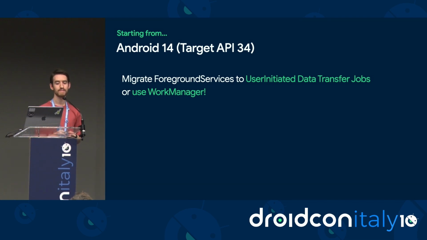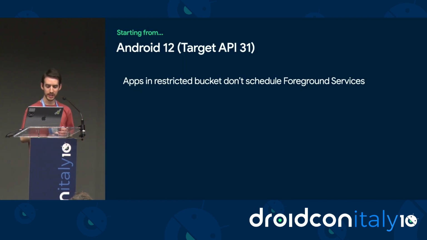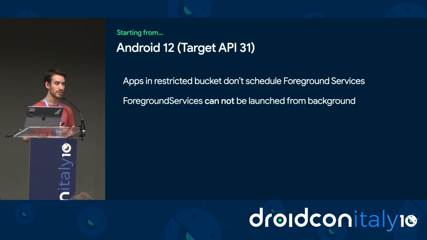It's the same thing. Android 12 also loosened some restrictions, because, oh no, that was the slide after, sorry. I will talk about that after. Android 12 also, remember the buckets that we've seen before. You cannot schedule foreground services if you are in the restricted bucket. And also, you cannot launch a foreground service if your app is in background. So the user has to do an action on your app to start foreground services.